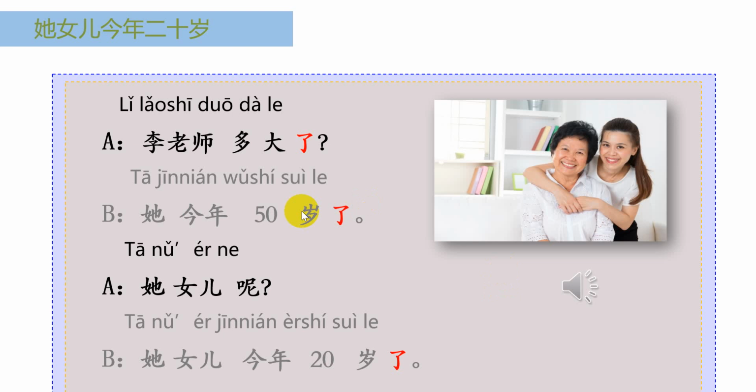那一起读 this one. 李老师多大了？Yes, 他今年50岁了。OK. 那他女儿呢？Yeah, 他女儿今年20岁了。Yeah, that's good. 他女儿今年20岁了。Okay.